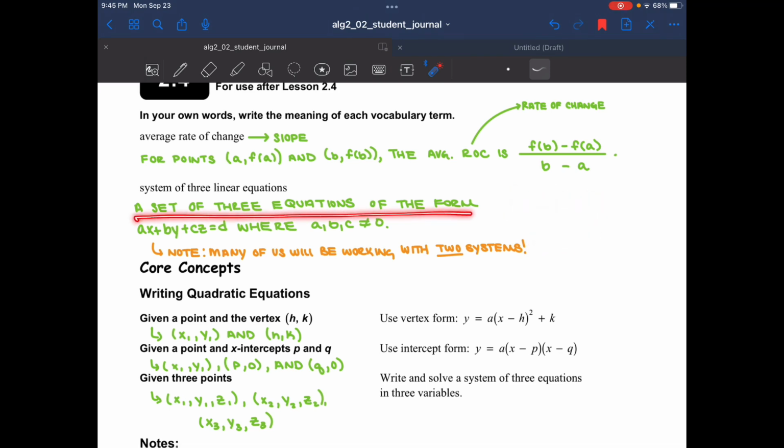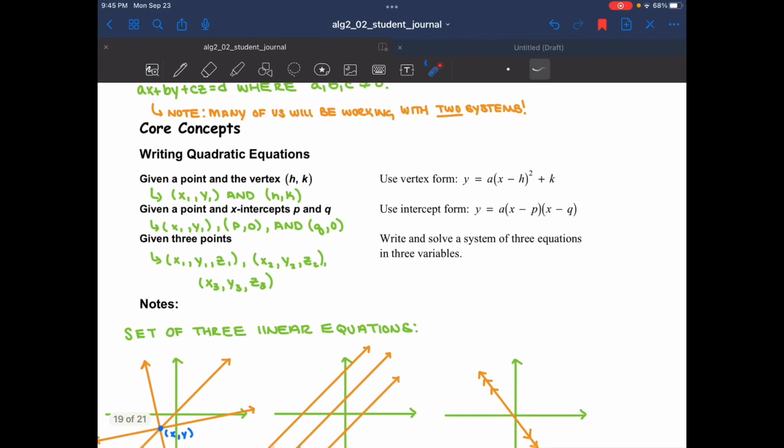A system of 3 linear equations is when it has the form like this, where A, B, and C cannot be 0. Many of us will be only working with 2 systems, so you might see some 2 systems in your homework. And just like our linear functions from chapter 1, it gives us a little bit of concept here on what we need to do with writing equations.